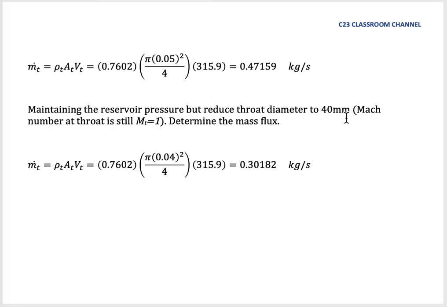And the second question asks, by maintaining the reservoir pressure but reducing the throat diameter to 40 millimeters, and we assume that the Mach number at the throat is still equal to 1, determine the mass flux.